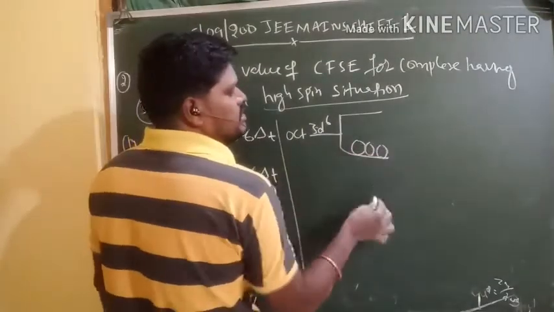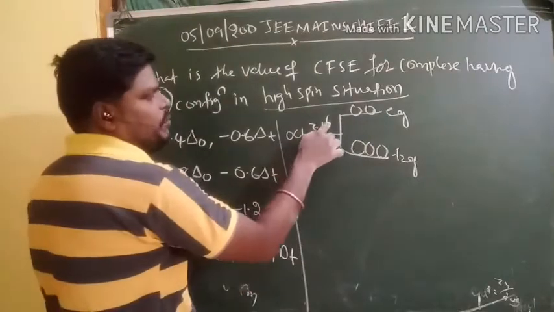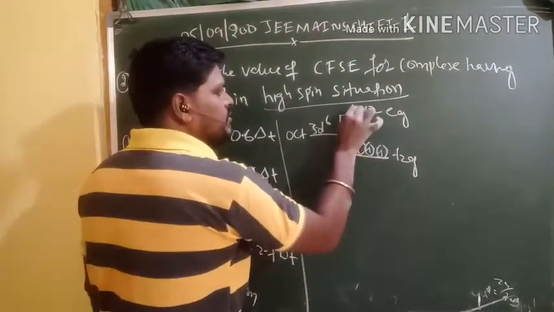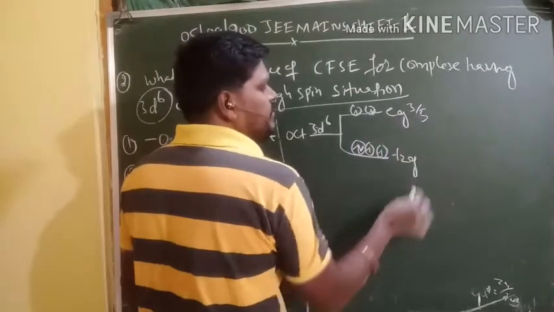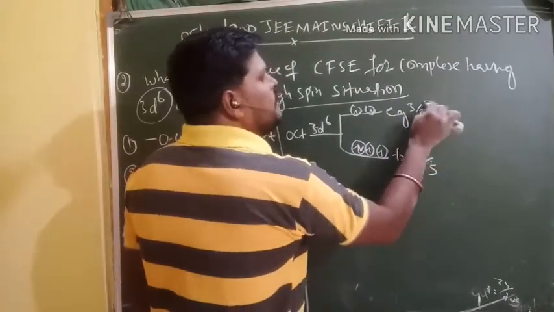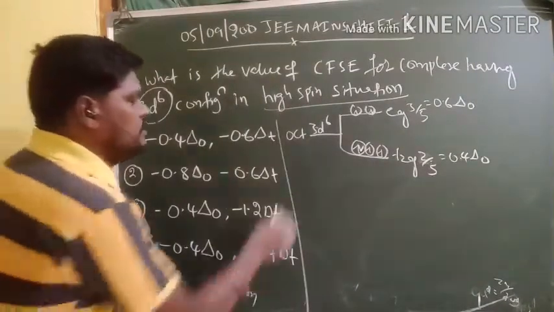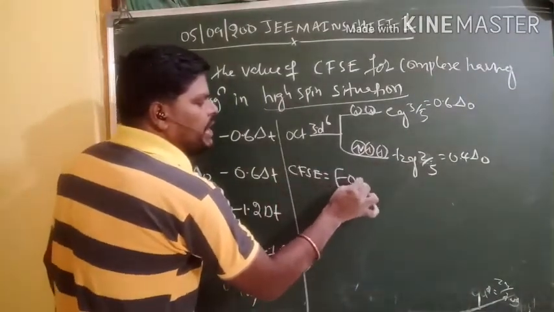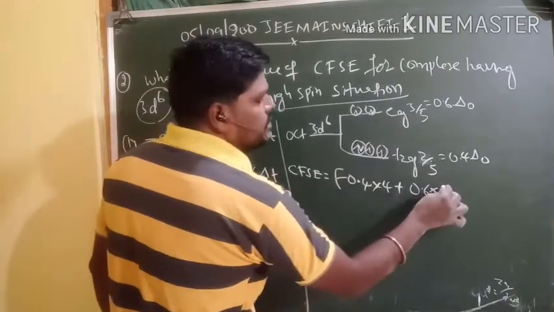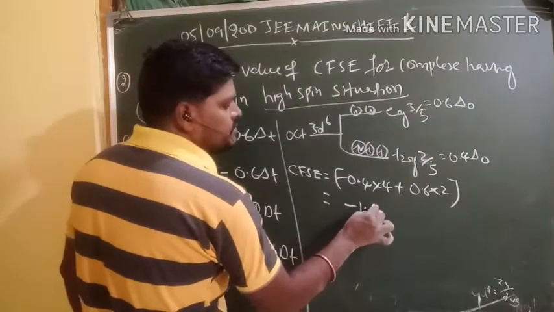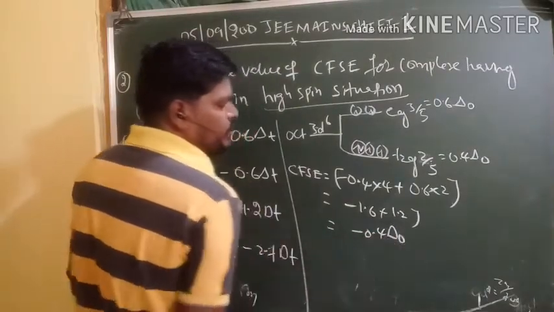There are 3 orbitals t2g between the axes and 2 orbitals eg on the axes. Fill the 6 electrons the weak field way: 1, 2, 3, 4, 5, 6. The t2g is 0.4 delta O and the eg is 0.6 delta O. So CFSE equals minus 0.4 into 4 plus 0.6 into 2, that is minus 1.6 plus 1.2, which gives minus 0.4 delta O.